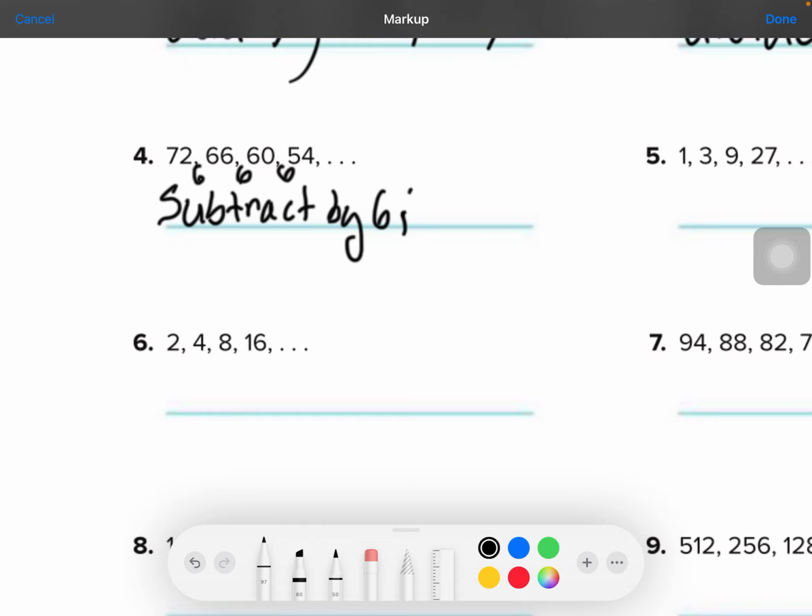Okay, the next 3 numbers in the sequence. So 54, subtract 6. Go ahead and count on your fingers if you need to. I'm going to write it down here because I ran out of room. 48, and then 48 subtract 6 is 42. 42 subtract 6 would be 36.